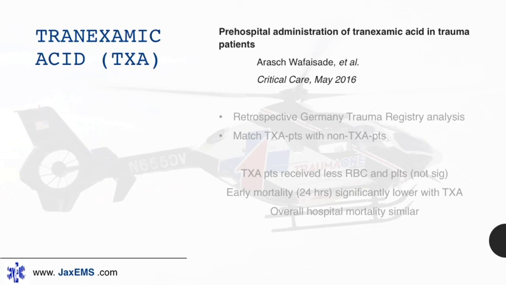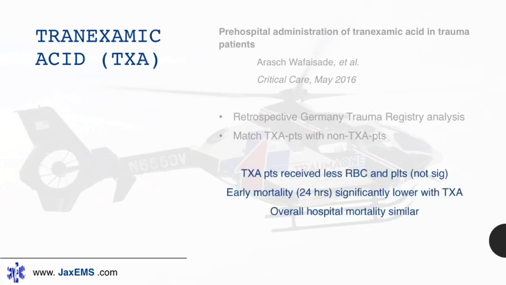Then we had the pre-hospital administration of TXA in trauma patients. Retrospective Germany trial matched TXA patients with patients who did not get TXA. And what they said was the TXA patients did receive less blood and platelets. It was not significant. Early mortality was significantly lower with TXA, and overall hospital mortality is similar. So again, no huge conclusions coming out of these studies.